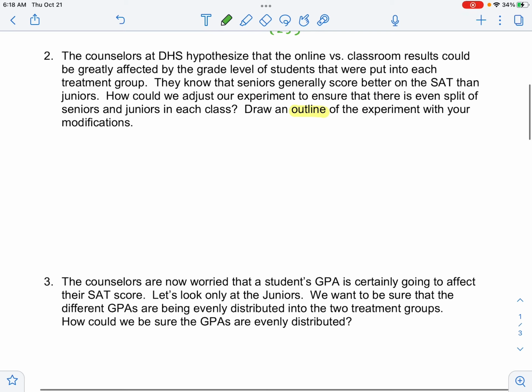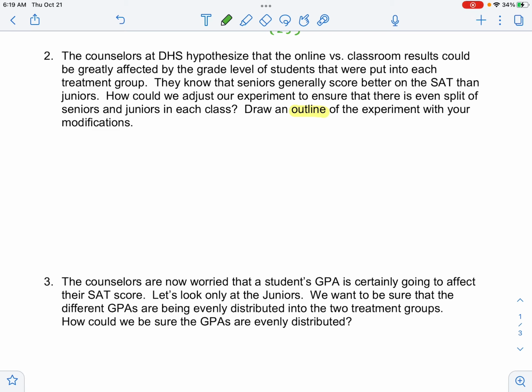So the counselors at DHS hypothesized that the online versus classroom results could be greatly affected by the grade level of students that were put into each treatment group. They know that seniors generally score better on the SAT than juniors. How could we adjust our experiment to ensure that there is an even split of seniors and juniors in each class? Draw an outline again with the modifications.